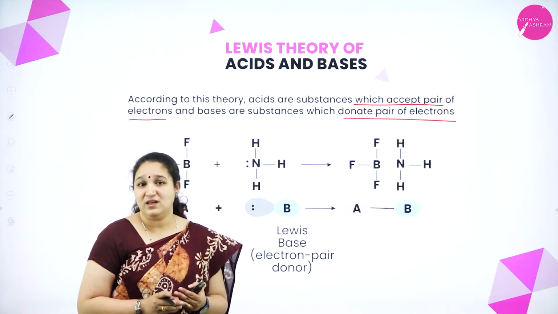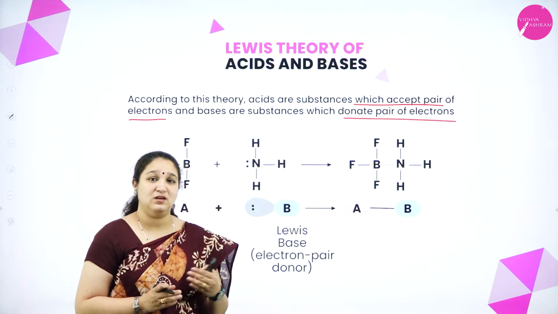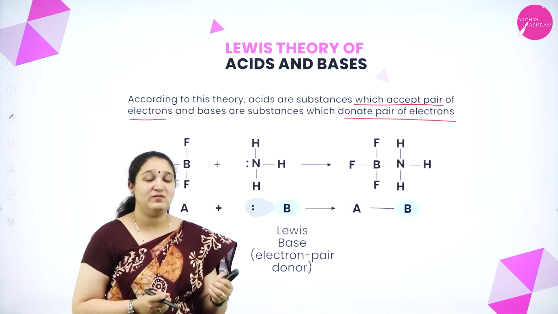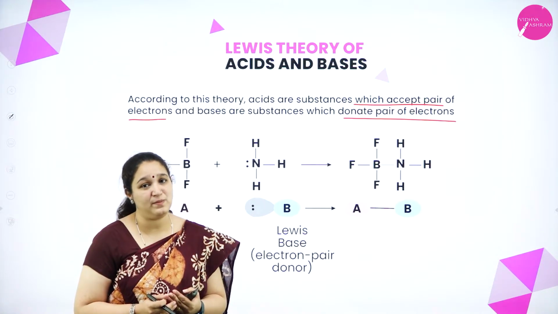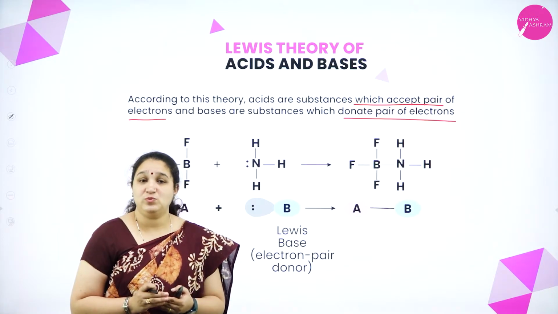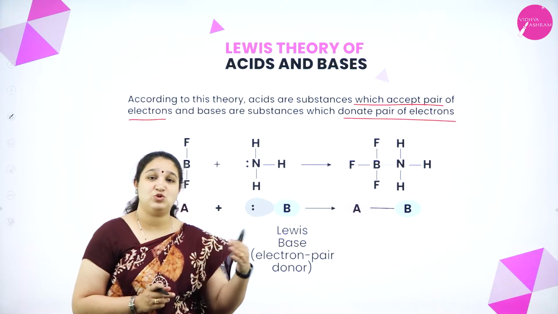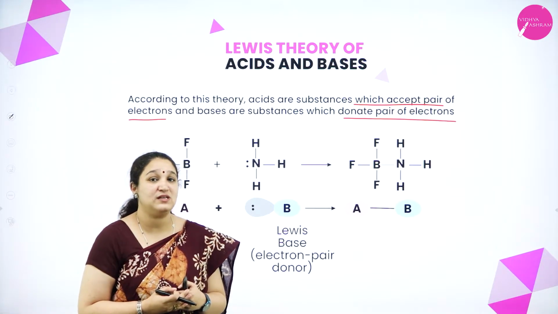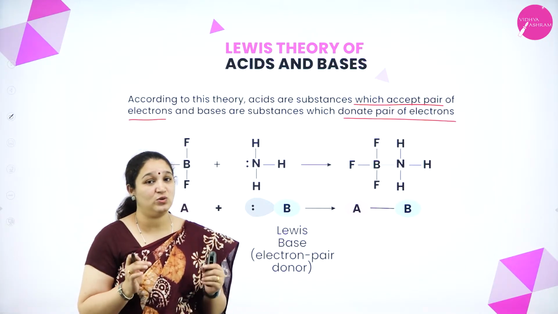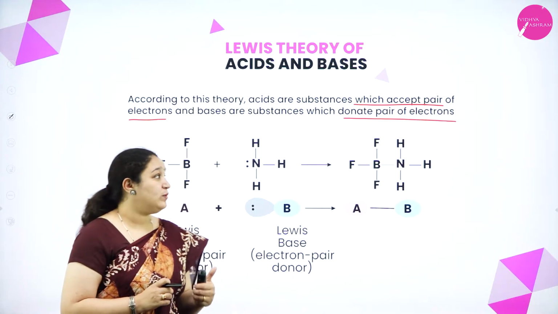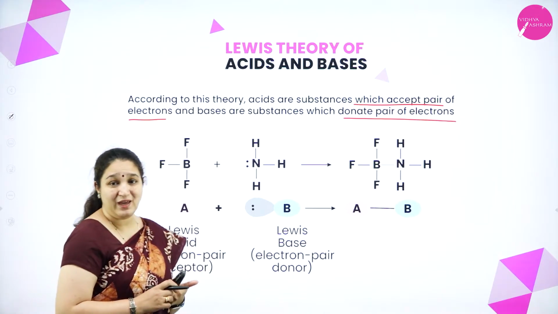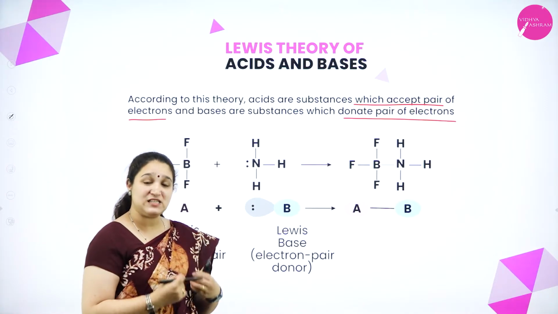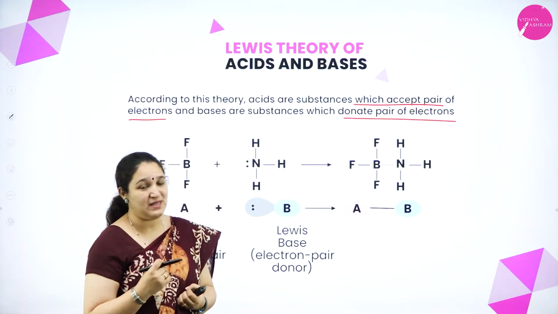In Arrhenius theory, the one which donates the H plus ion is called an acid. The one which donates OH minus is called a base. According to Bronsted-Lowry theory, the one which donates H plus ion is an acid. The one which accepts H plus ion is a base. But according to Lewis theory, the one which donates a pair of electrons, we call a base, and the one which accepts a pair of electrons, we call an acid.